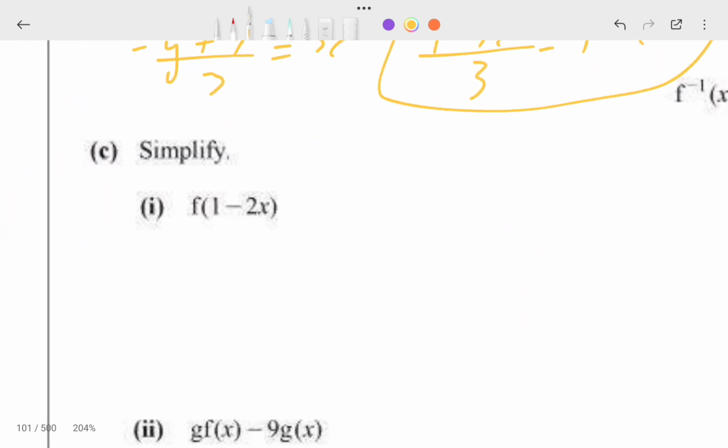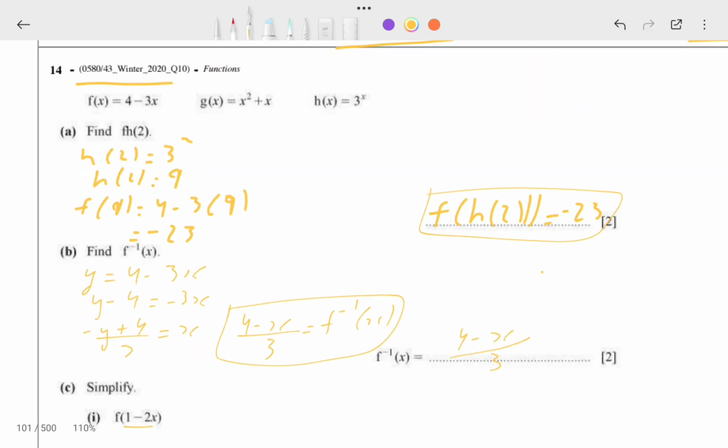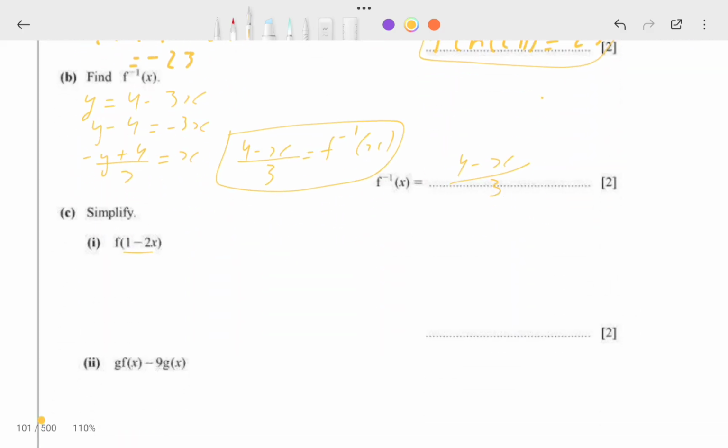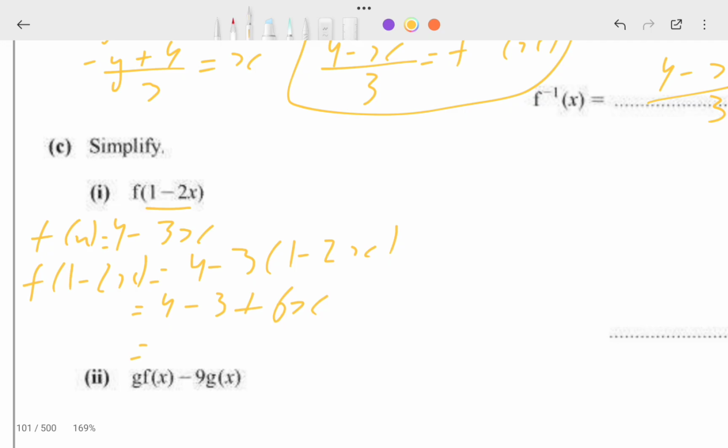Let's move to part C. In function f we have to put this value, 1 minus 2x. So f(x) is 4 minus 3x. So f(1 minus 2x) will be equal to 4 minus 3 times (1 minus 2x), which is 4 minus 3 plus 6x, and this will be 6x plus 1. This is our answer.